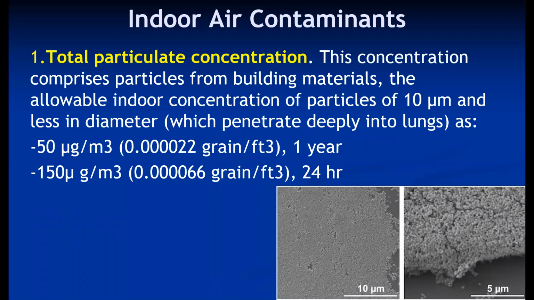So the first contaminant is total particulate concentration, and this concentration mainly comprises particles of building material, and the allowable indoor concentration of particles of 10 micron and less in diameter. Which generally escape from the filter. So above 10 microns, the filter can trap them, but below that, they escape from the filter also, and come into the room. So they penetrate deeply into the lung. So these are the micron sizes, 5 micron and 10 micron.